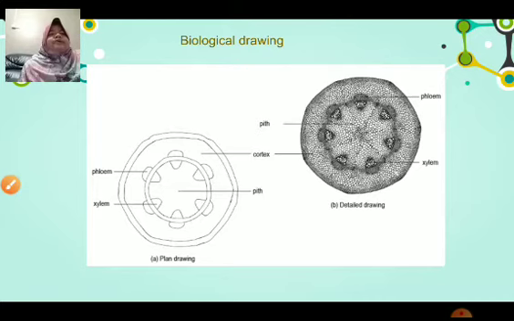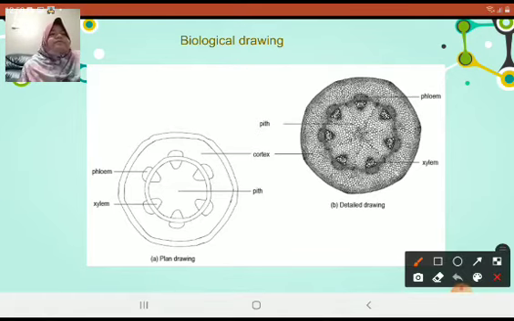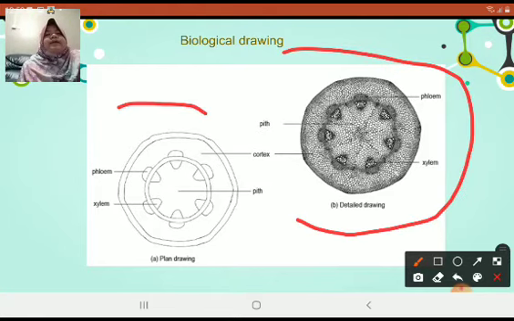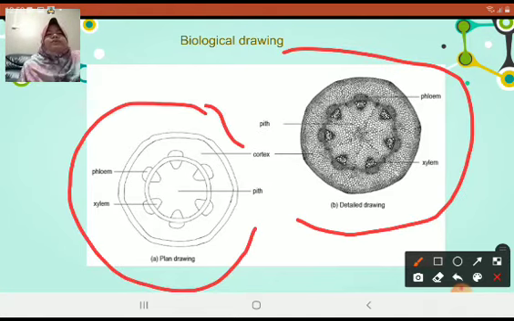Okay, this one is biological drawing. Okay, ini yang exact punya drawing lah. Okay, cuma apa yang kita nampak bawah mikroskop macam ni saja. So, just lukis apa yang kita nampak.